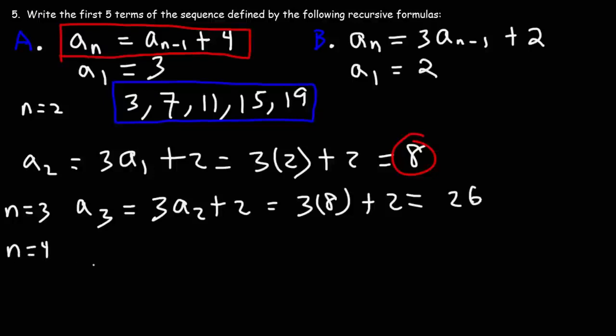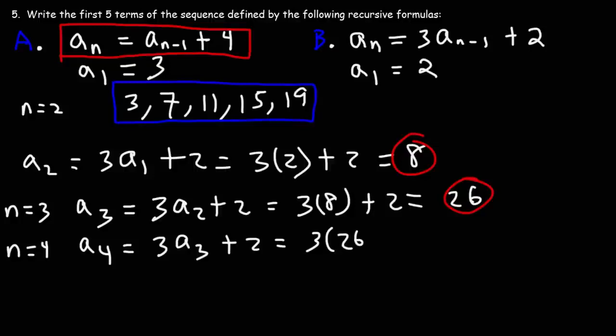Now let's focus on the fourth term when n is 4. So this is going to be a sub 4 is equal to 3 times a sub 3 plus 2. So now we're going to plug in 26 for a sub 3. So it's 3 times 26 plus 2. 3 times 26 is 78 plus 2, that's going to be 80.